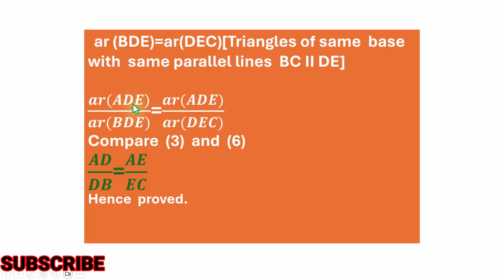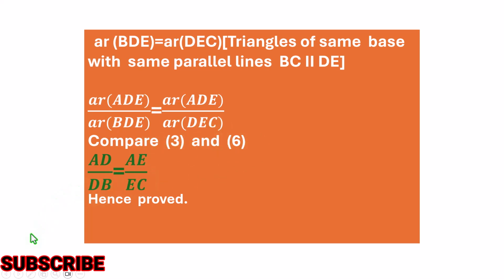Then area of ADE by area of BDE: the numerator is the same, and the denominator area of BDE is equal to area of DEC. So area of ADE by area of DEC, equation 6.